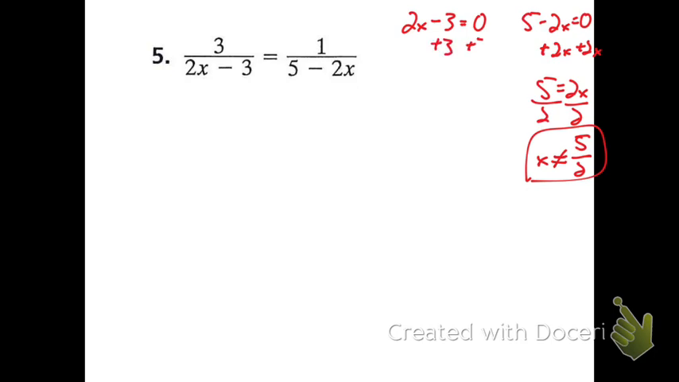Now I'm going to add 3 to both sides. I get 2x is equal to 3. Then I'm going to divide both sides by 2. I get x cannot equal 3/2. So those are my restricted values.